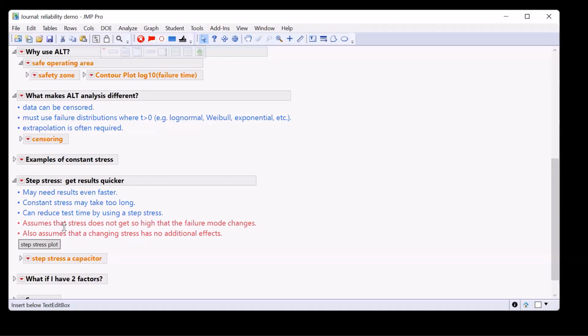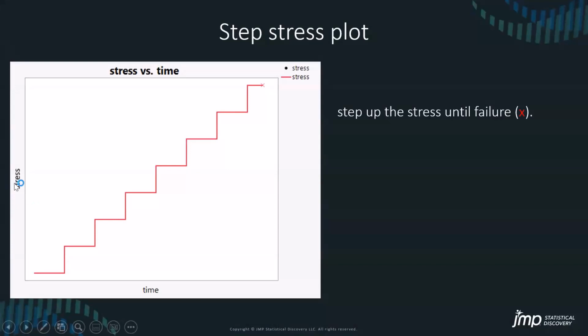Again, just like for the constant stress, we have to make sure that the stress does not get so high that the failure mode changes, right? If it does, then the extrapolation won't be worth very much. One other additional assumption is that when you change the stress, that change in stress does not have any additional effect. And I'm going to show you what I mean by that. So here's a kind of a generic step stress plot. Here is stress versus time, and I am stepping up the stress. It's kind of like a staircase.